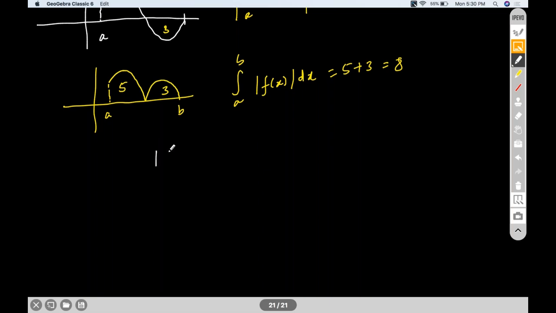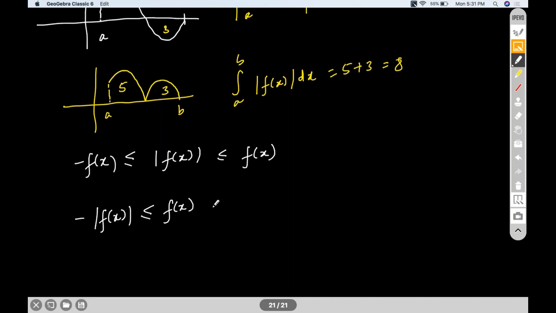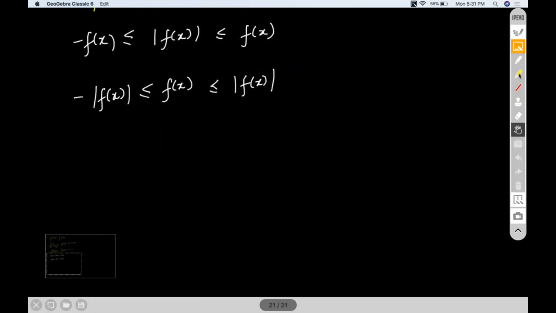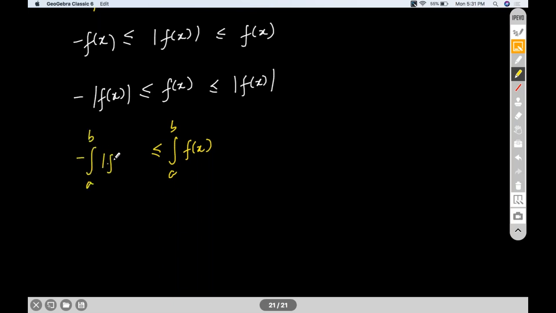Mathematical way to prove it is very simple. We all know that mod of anything will actually lie between negative of that quantity and that quantity itself, correct? Yes or no? At the same time, I can also say this function will lie between the negative of its mod and its mod. Any function will always be greater than negative of its mod and less than the mod of itself. Now this actually brings us to the property number one that we discussed. So this is sandwiched, or bounded, between these two functions. So integration of this from A to B will also be bounded between integration of mod of f of x and this function.